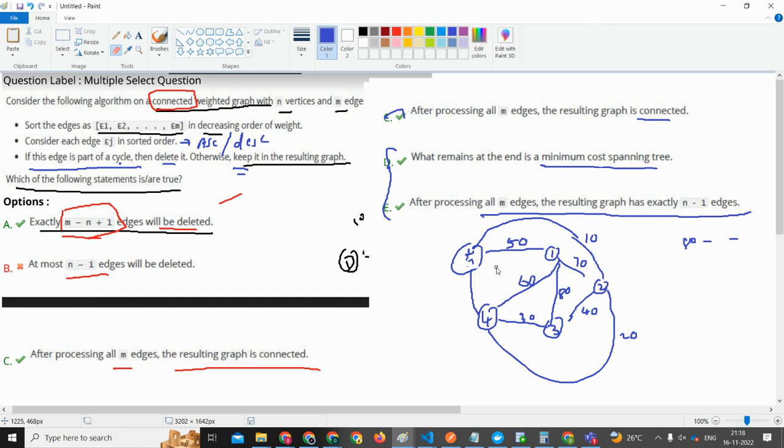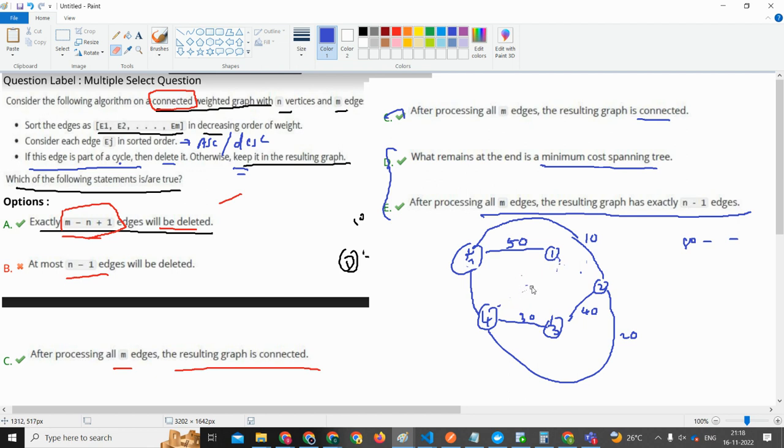In this sense, if you keep recursively doing it, we'll end up with a minimum cost spanning tree. So I'll remove this. Then 70 is also forming a cycle, 1, 2, 3, 4. I'm removing that. Then 60 is also forming a cycle with this.